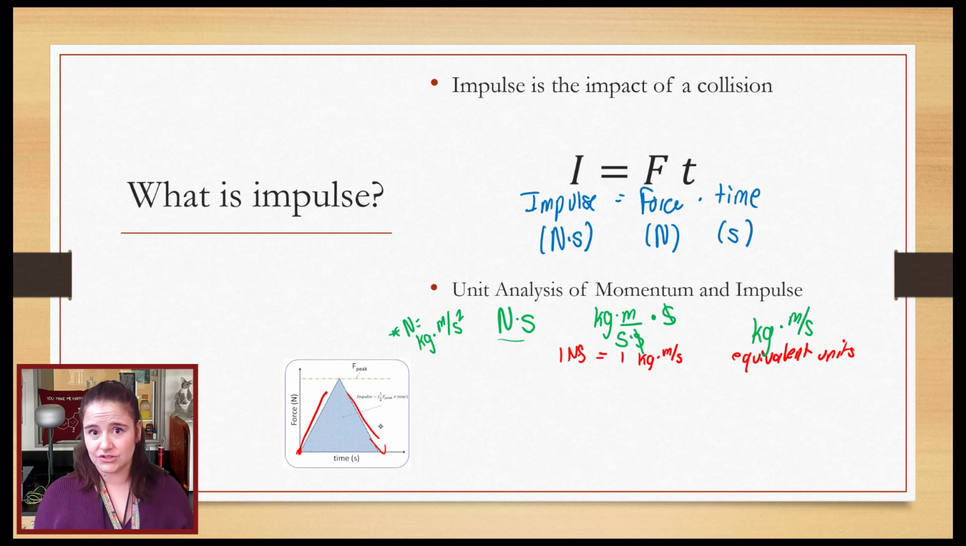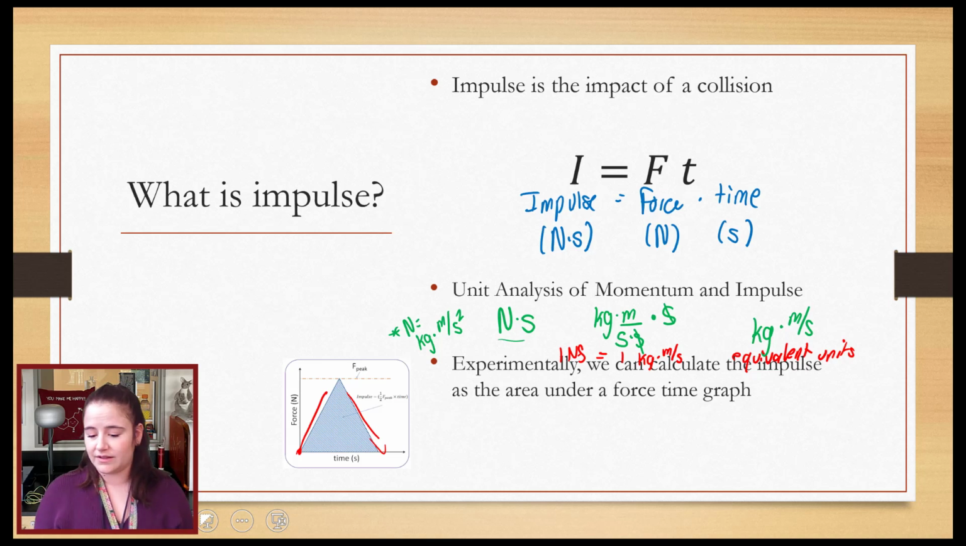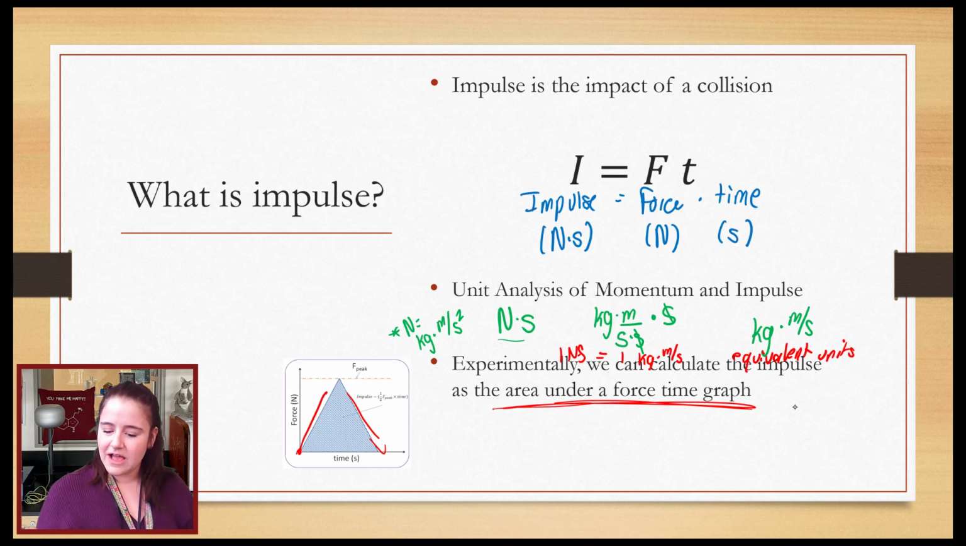So in those situations where we don't have that force being constant, we're going to be able to calculate the impulse as the area under a force time graph. And sorry, the formatting got a little funky there. But yeah, the impulse is the area under that force time graph. Okay, just one other way to calculate it.